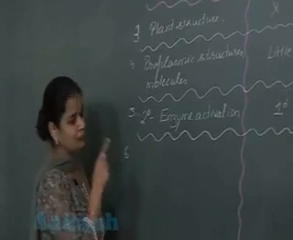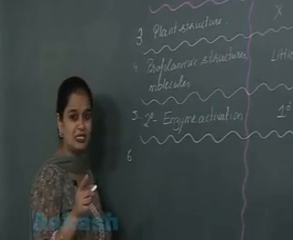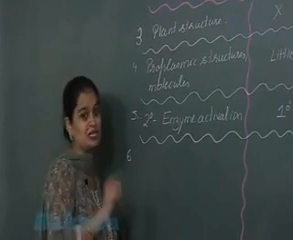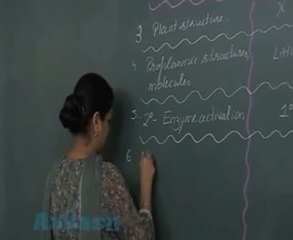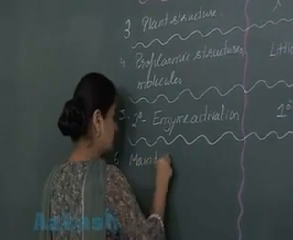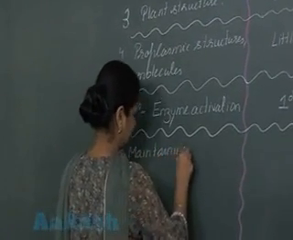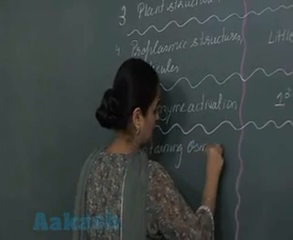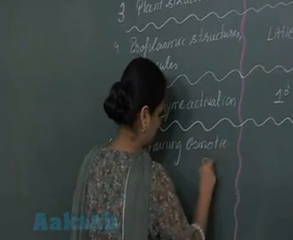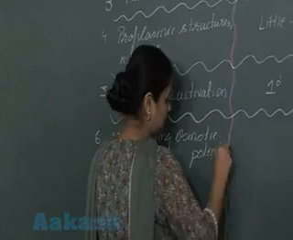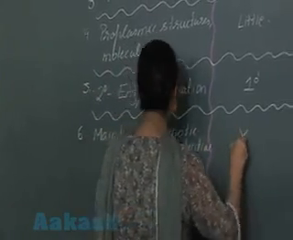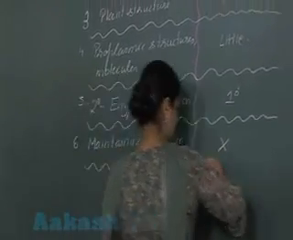Now the macronutrients, they help in maintaining the osmotic potential of the cell. Yes, they help in maintaining the turgidity of the cell, maintaining osmotic potential of the cell, and such a role for the micronutrients is totally absent.